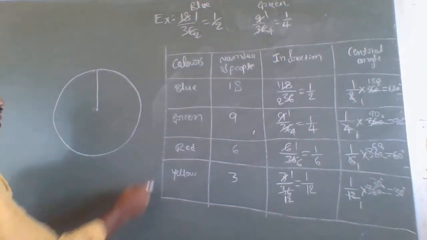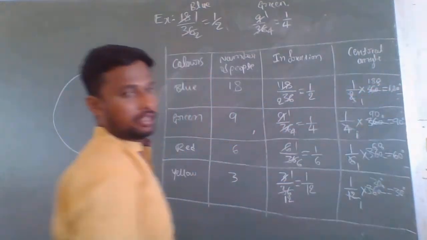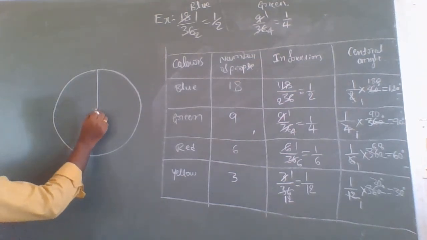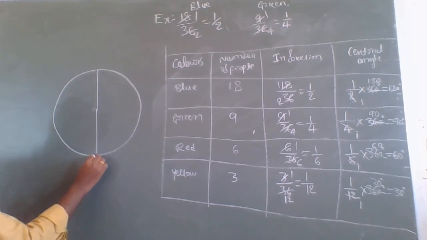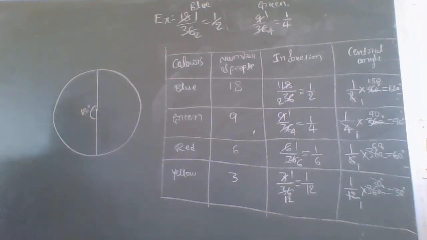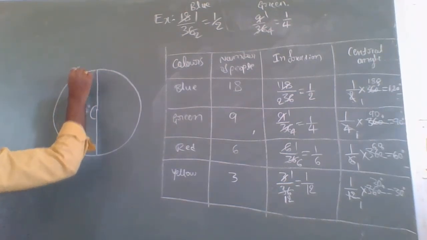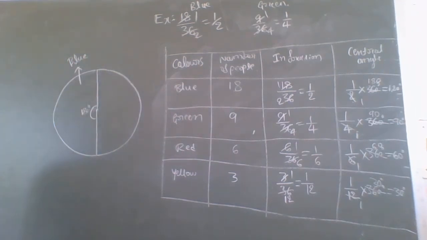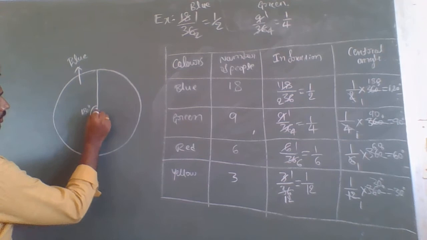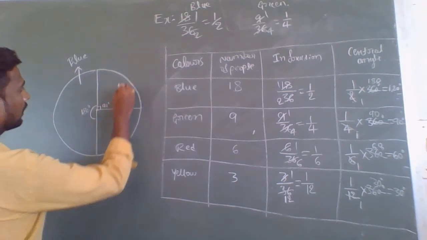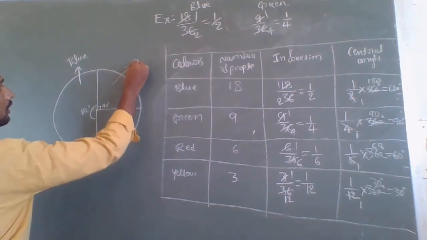Now, first one, blue, central angle is 180 degrees. So from here, I have to consider 180 degrees. Use a protractor and draw a line for 180 degrees. This is 180 degrees. This represents blue color. Next, after this blue color, green is 90 degrees. So now, from here, draw a line for 90 degrees. This angle is 90 degrees, and this represents green color.